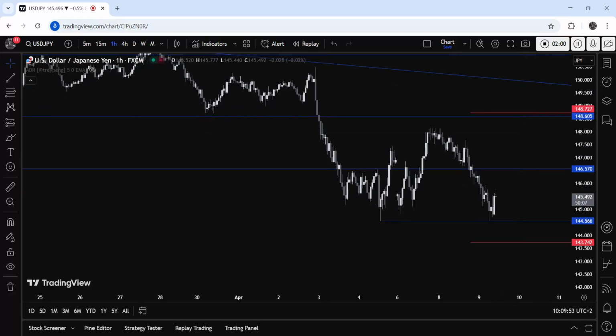On the 1-hour chart, there's not much else we can add here, as the buyers will look for a break above the 146.60 level, while the sellers will target a break below the 144.55 low or wait for the rally into the 146.60 level to short at better prices. These red lines define the average daily range for today.